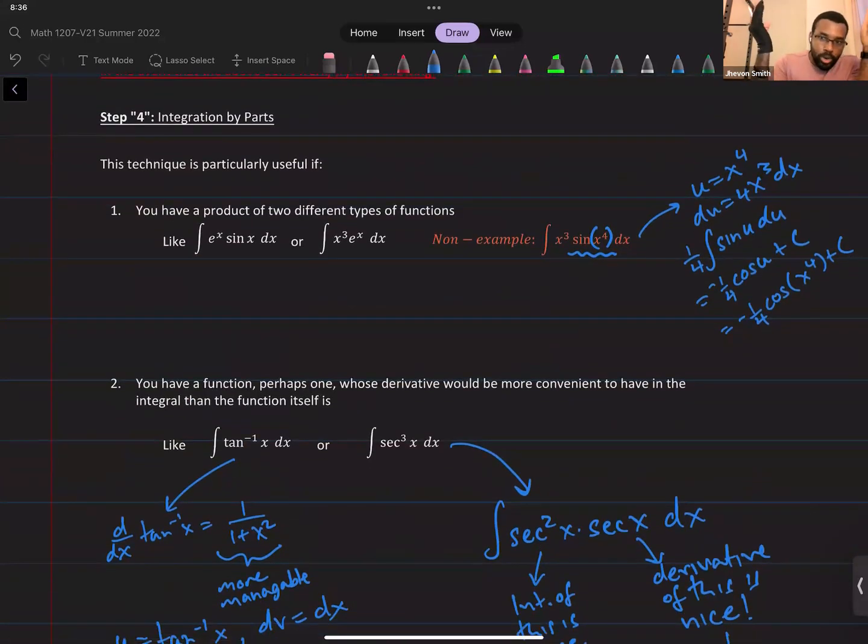It's not necessarily the fourth thing you think about, but if you're thinking about integration by parts, there are two scenarios in which this is convenient, right? So you either want to have a product of two different functions, or you have one function where either its derivative or if I have a derivative of a part of it, it would be very convenient to have. Okay.